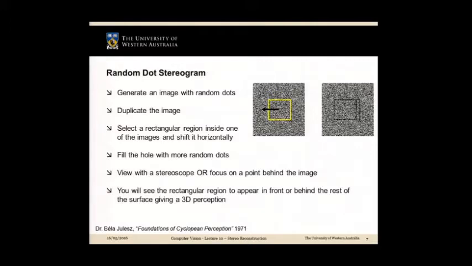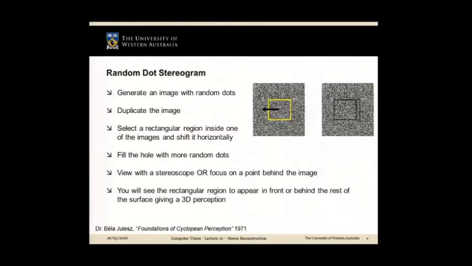Although this movement is horizontal, if you look at this image, the rectangular region here will appear either in front of or behind the rest of the surface given in this image. So it also gives you some sort of 3D effect, some depth perception. What you have done is take this rectangle, move it to the left, and fill this space with random dots. If you look at this part of the image, it will give you an impression that it's either in front of or behind this square surface. You can try that in MATLAB.